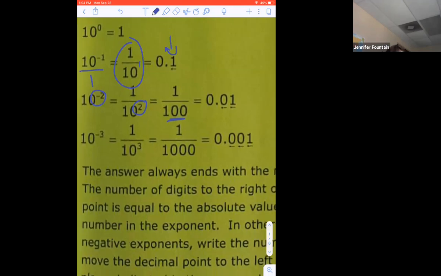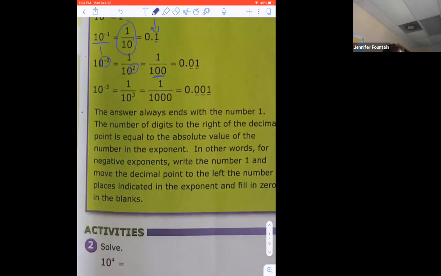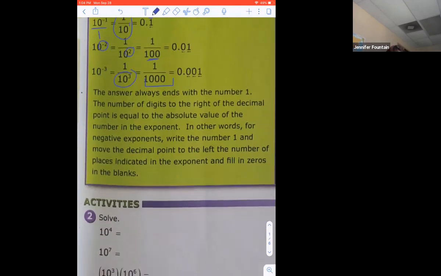to the left. Same thing with 10 to the negative third. I flip it to make that 3 positive. It stays with the 10 in the denominator. 10 to the third is 10 times 10 times 10, or it's a 1 with 3 zeros. But then when I write it as a decimal, it's going to be 0.001. So it says the answer always ends with the number 1. The number of digits to the right of the decimal point is equal to the absolute value of the number in the exponent. In other words, for negative exponents, write the number 1, and then move the decimal point to the left the number of places indicated by the exponent, and fill in the zeros in the blanks.